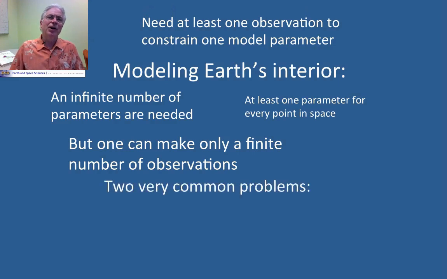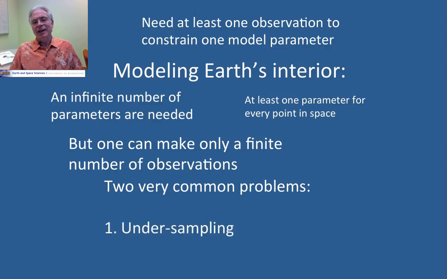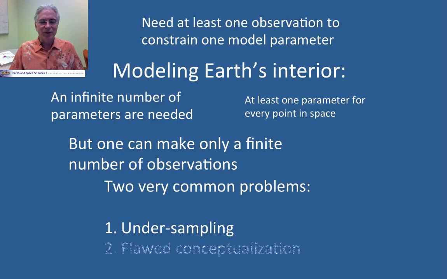And there are two very common problems associated with this intrinsic problem of Earth being represented by an infinite number of parameters and only a finite number of observations being made. Number one is you can have undersampling. Undersampling is simply that you don't have enough observations to realistically constrain what's going on in the subsurface. And finally, you could have an entirely incorrect conceptualization of what the subsurface looks like.